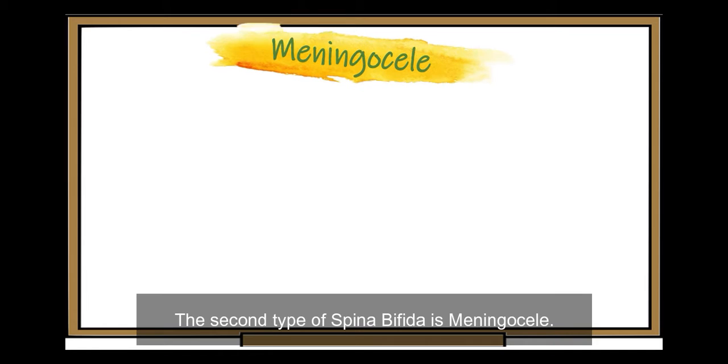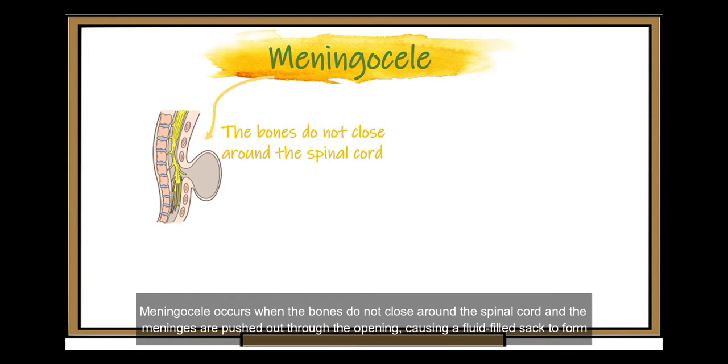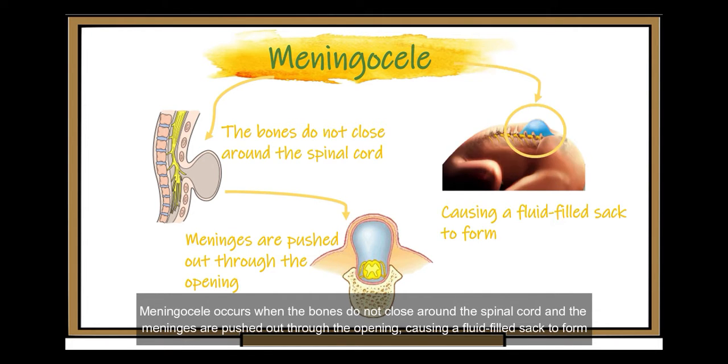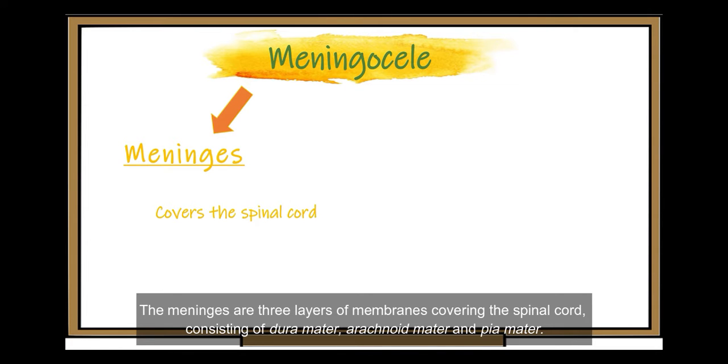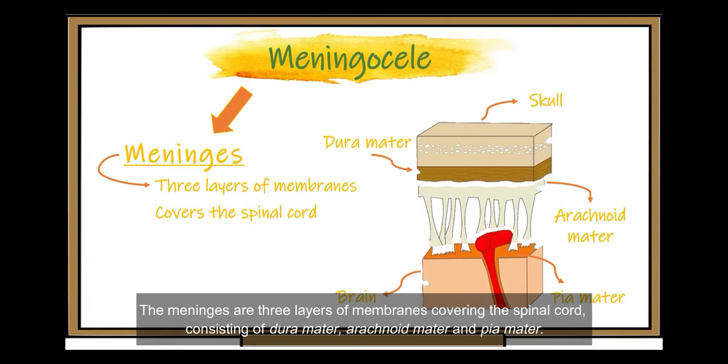The second type of Spina Bifida is meningocele. Meningocele occurs when the bones do not close around the spinal cord and the meninges are pushed out through the opening, causing a fluid-filled sac to form. Let's find out what the meninges are. The meninges are three layers of membranes covering the spinal cord, consisting of dura mater, arachnoid mater, and pia mater.